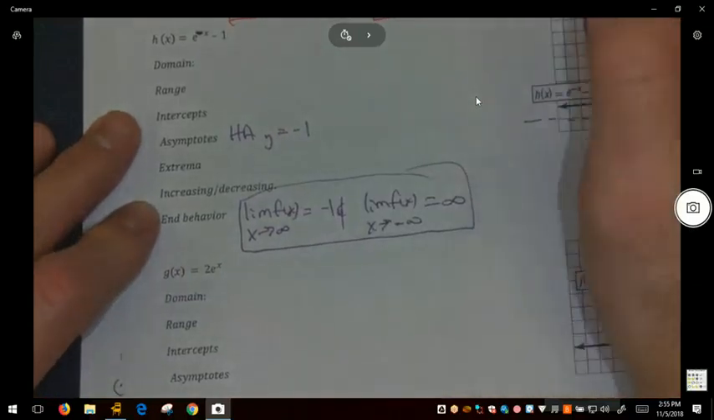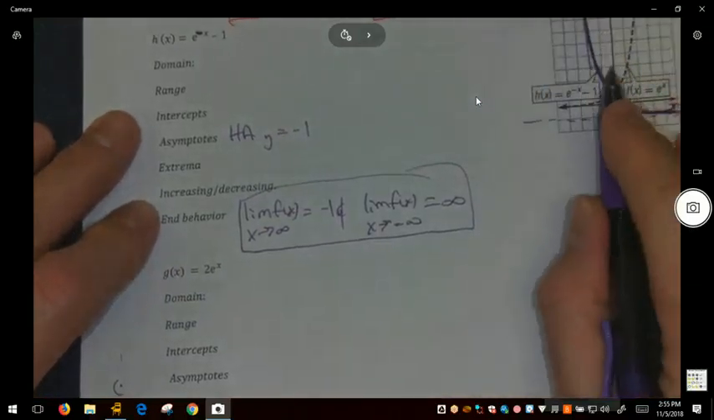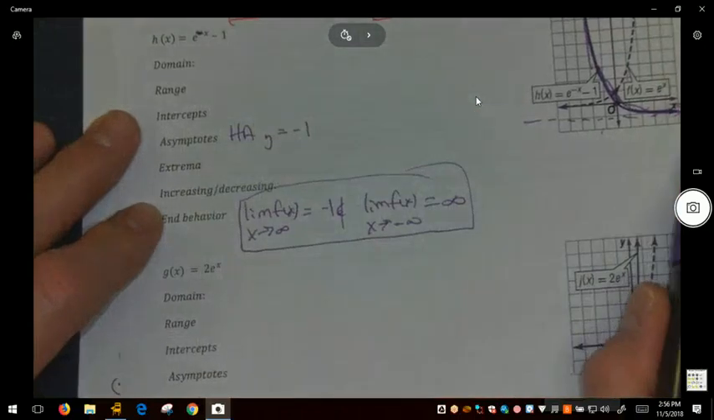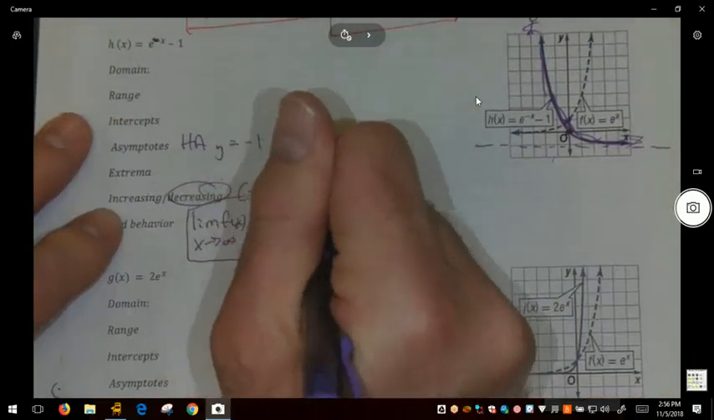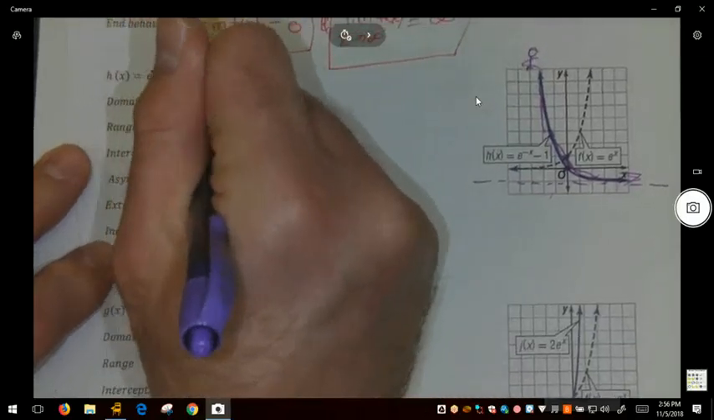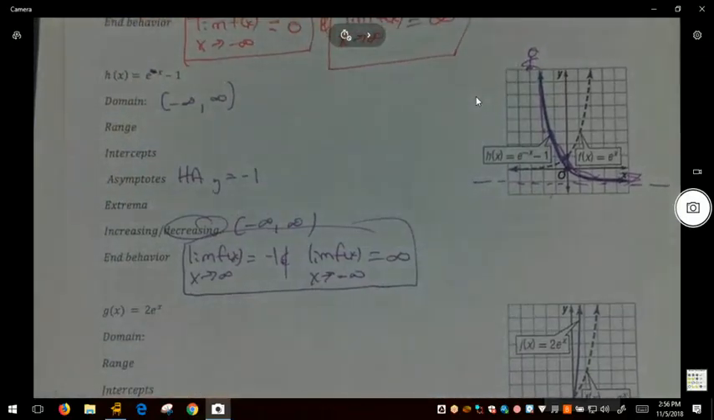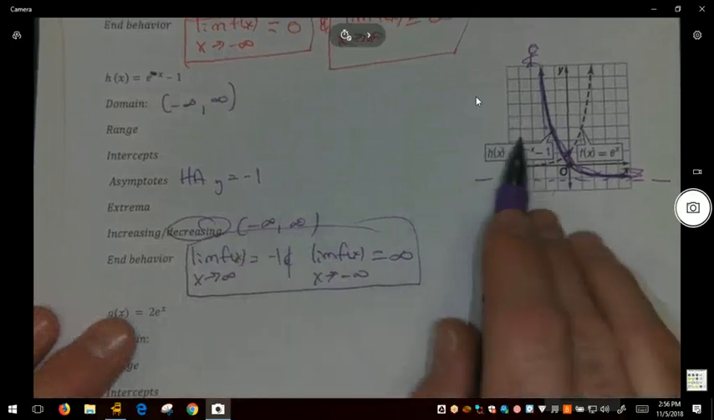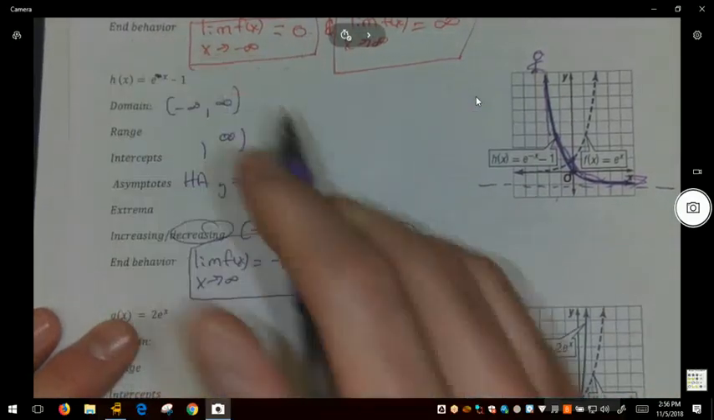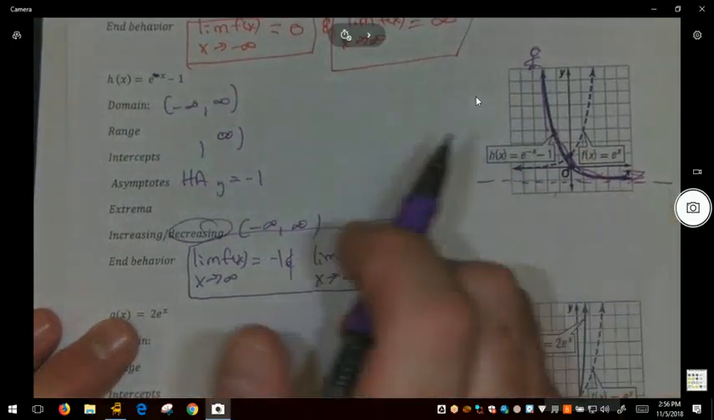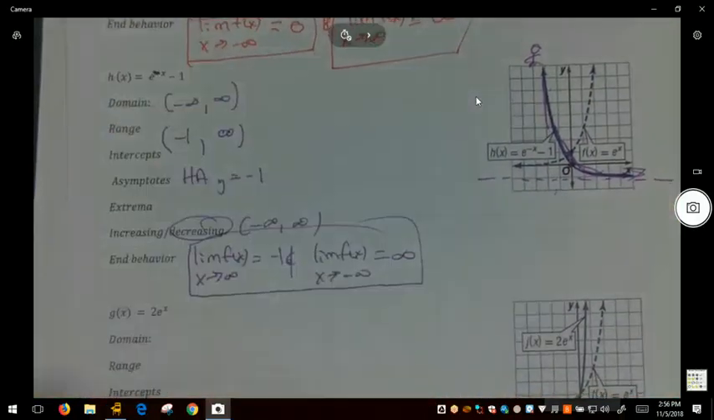Now, as we go from left to right, here's my person. They're going down infinitely, even incrementally over here, so this is decreasing across the entire domain. Again, the domain is -infinity to positive infinity for all exponential functions. The range for this one goes up infinitely, but as we come down, it approaches -1 and never reaches it. So I will not use a bracket, I'll use a parenthesis.